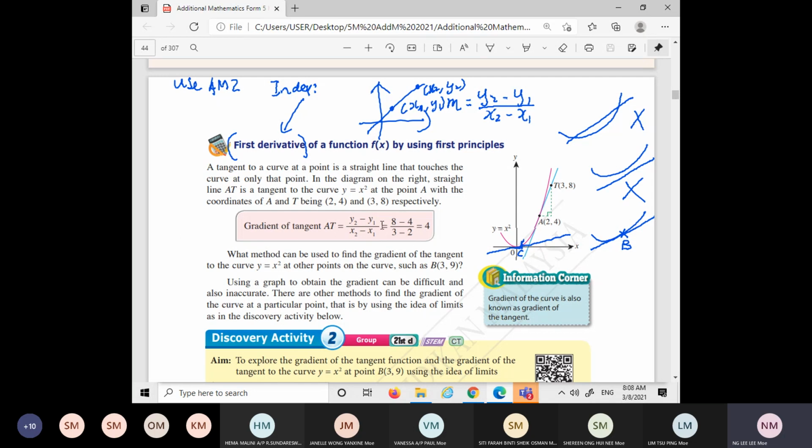And this one we also revise. If we want to find the gradient of the tangent AT, or a straight line, we use this formula: y2 minus y1 over x2 minus x1. This is provided we have the coordinates of point A and point T. Point A is no problem, because it falls on the curve y equals x squared in this graph. But point T will have a little bit of a problem. Sometimes we may not know point T. So this is a revision: if you have a straight line, how to find the gradient.